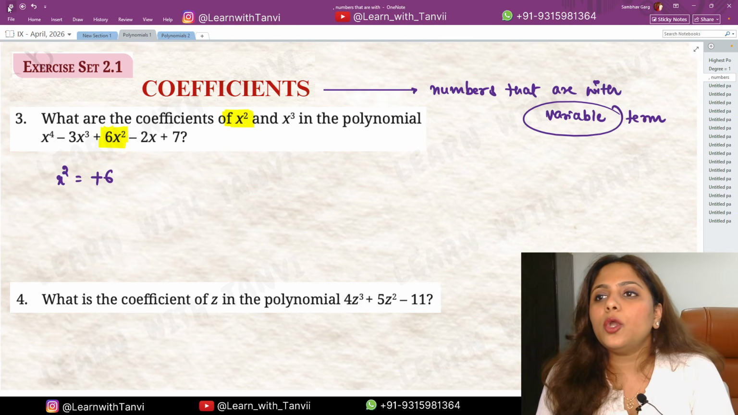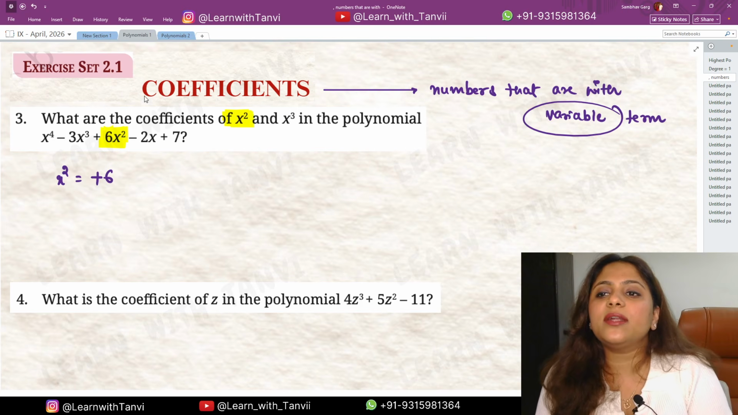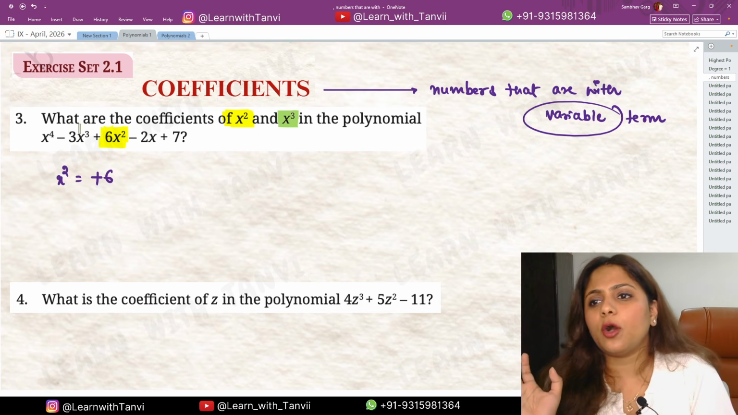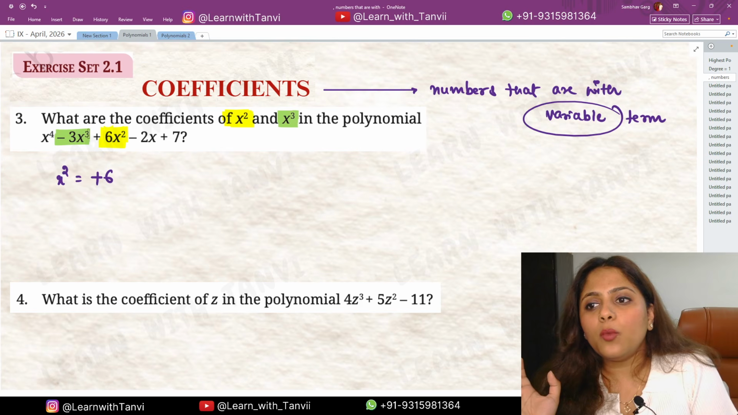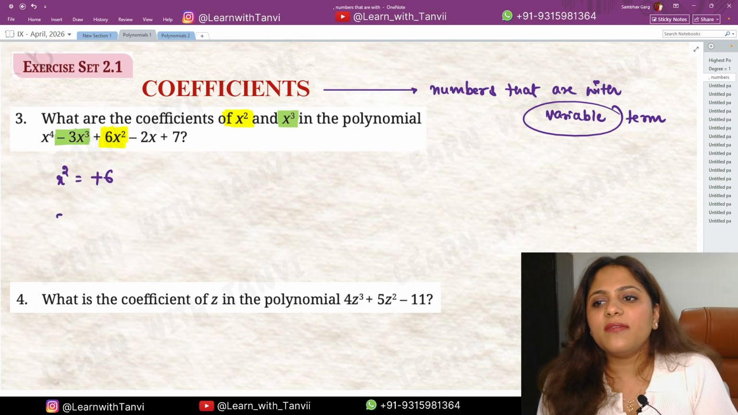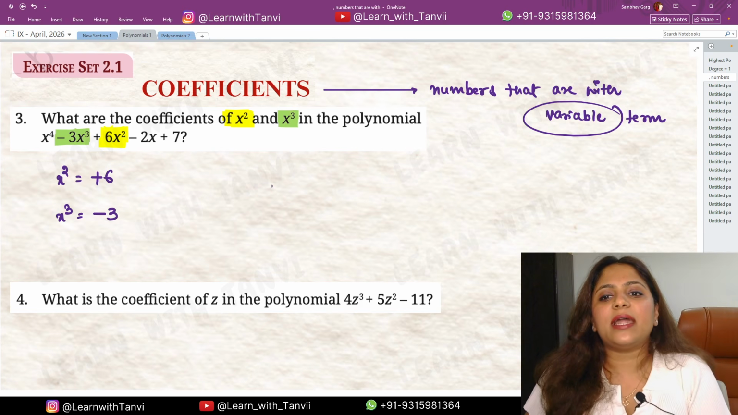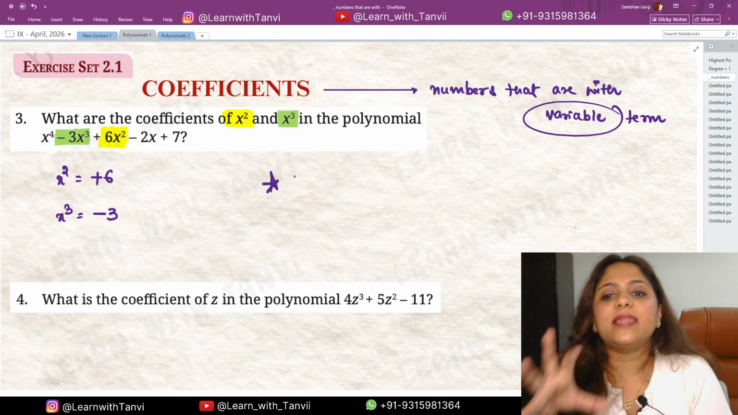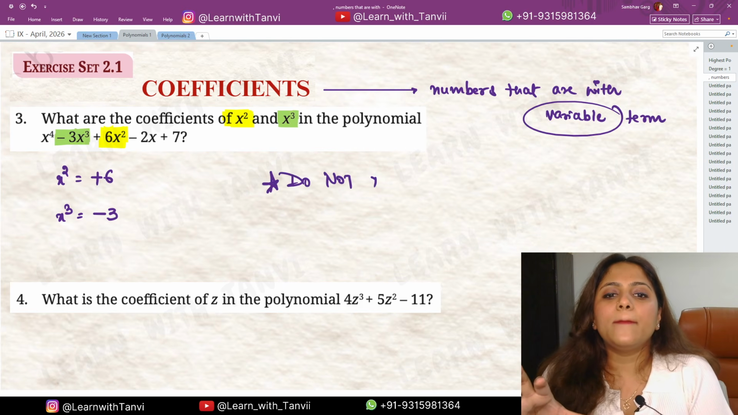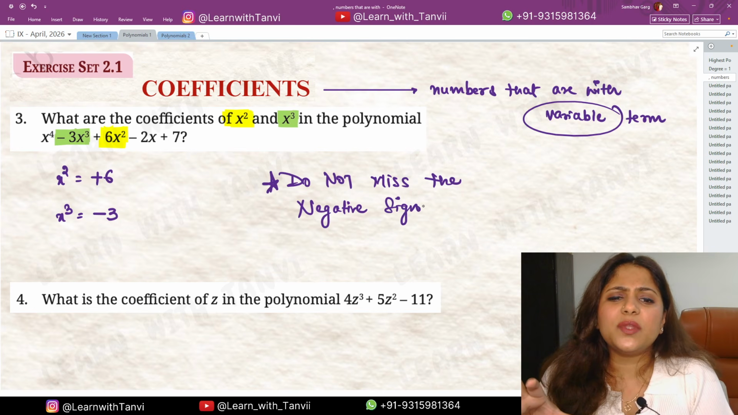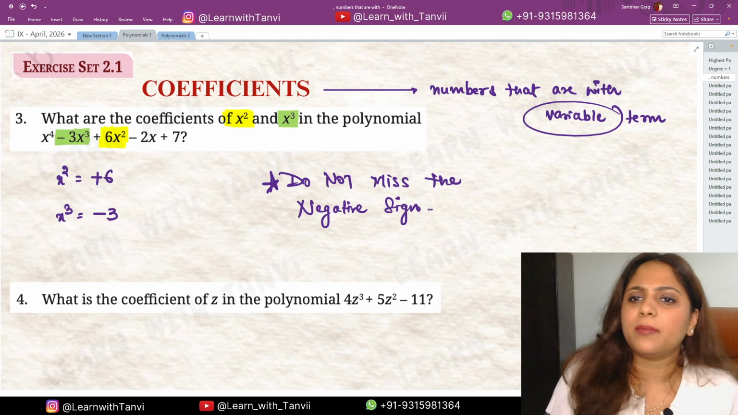Clear? Now look and find x cube. They want the coefficient of x cube now. So just find where is x cube in the whole polynomial. X cube is right here. Now what do you see with x cube? With x cube I can see -3. So the coefficient of x cube is going to be -3. To understand what is the takeaway from this, that do not miss the negative sign. This is the takeaway. Or usually these questions come for case studies or 1 marker MCQs.